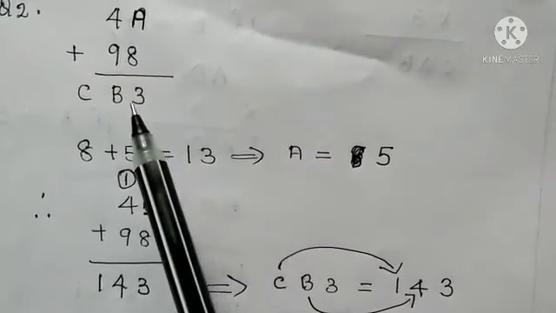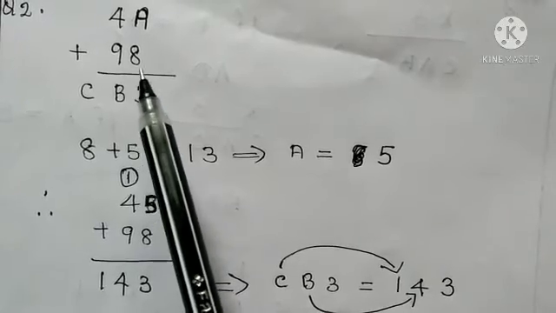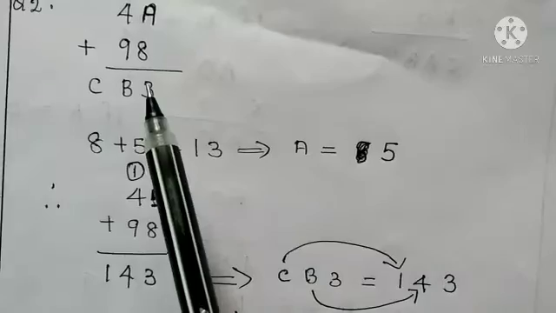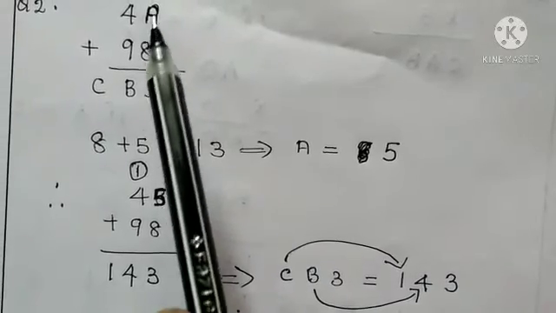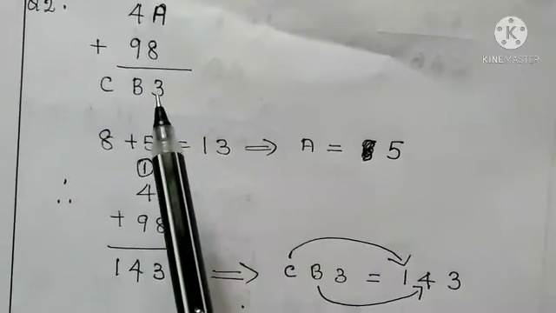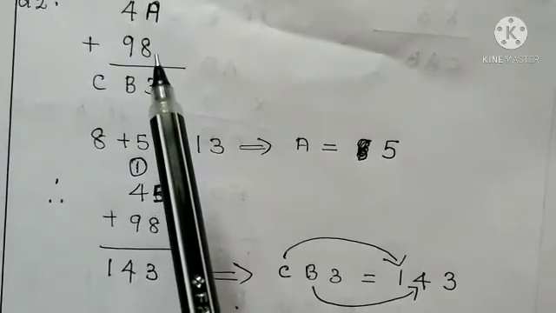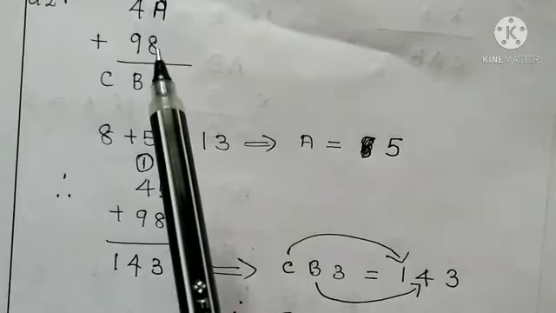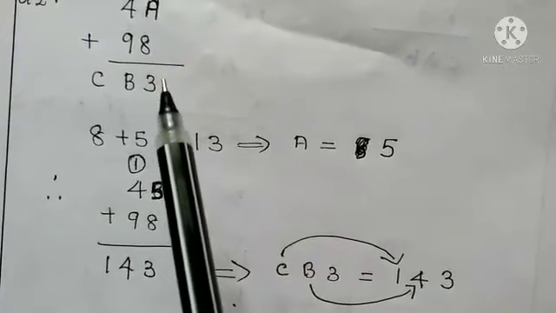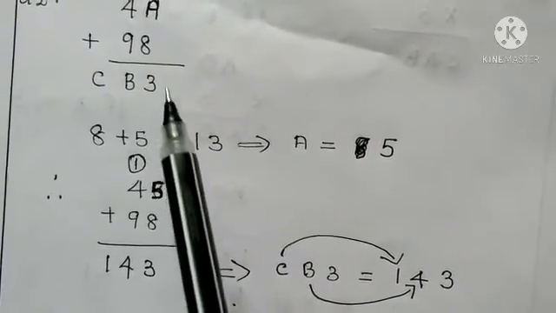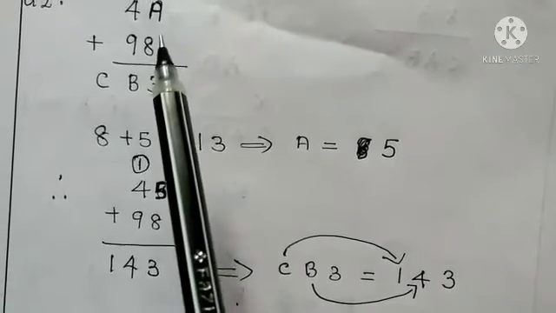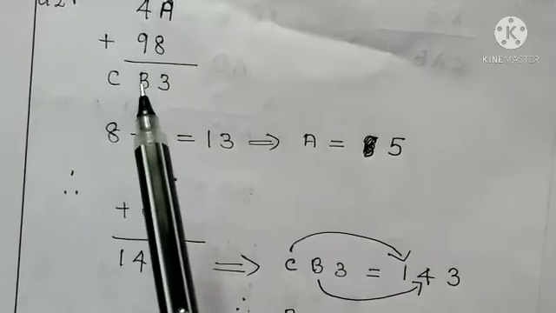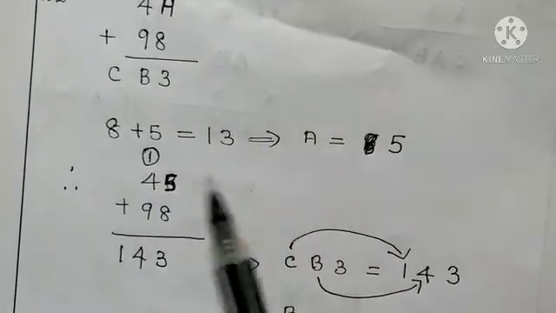Here, to get 3, we know that 8 plus any single digit will not give 3, but 8 plus a number will give 13. Which is the digit? 5. A is equal to 5, then we will get 8 plus 5, 13. So here put A equal to 5. Then we can find C and B.